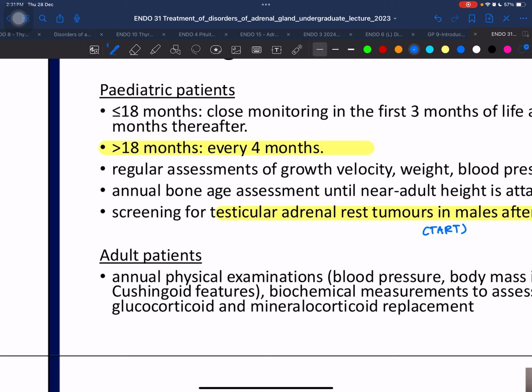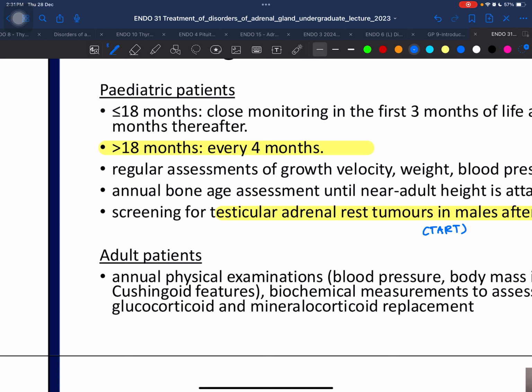In adult patients, okay, they have gone through the phase of growing, okay, you still need to continue annual physical examinations with all these things, biochemical investigations, which is your blood investigations, to see whether your glucocorticoid and mineralocorticoid replacement are adequate. Okay.